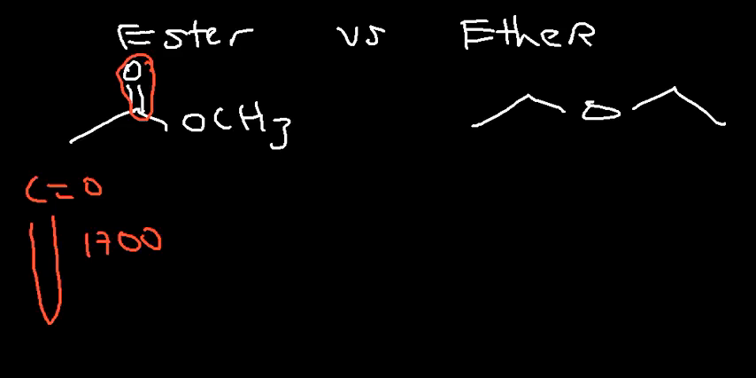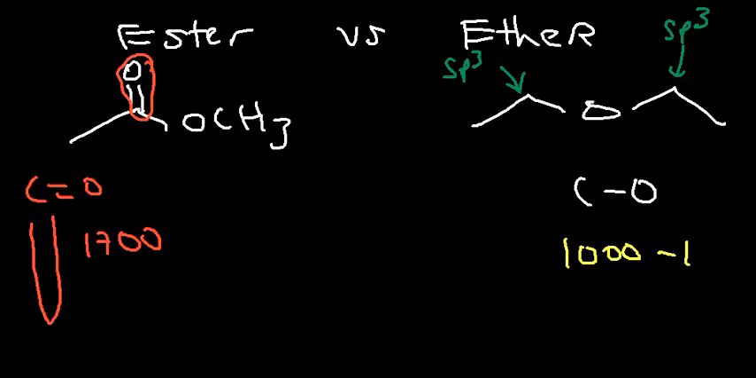But both of them have the carbon-oxygen bond, the C single bond O rather than the C double bond O. And if you look at the ether, it only has sp3 carbons attached to the oxygen. So therefore, like an alcohol, its signal is going to be around 1000 to 1150. If you see only this signal, you know it's an ether, not an ester. Now the ester has two types of CO stretches. The first one, which I'm going to indicate in yellow, this one here.